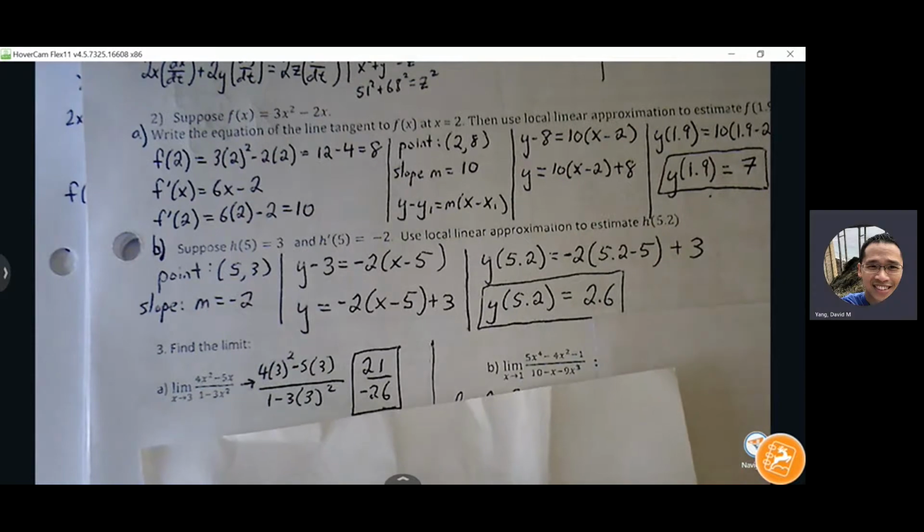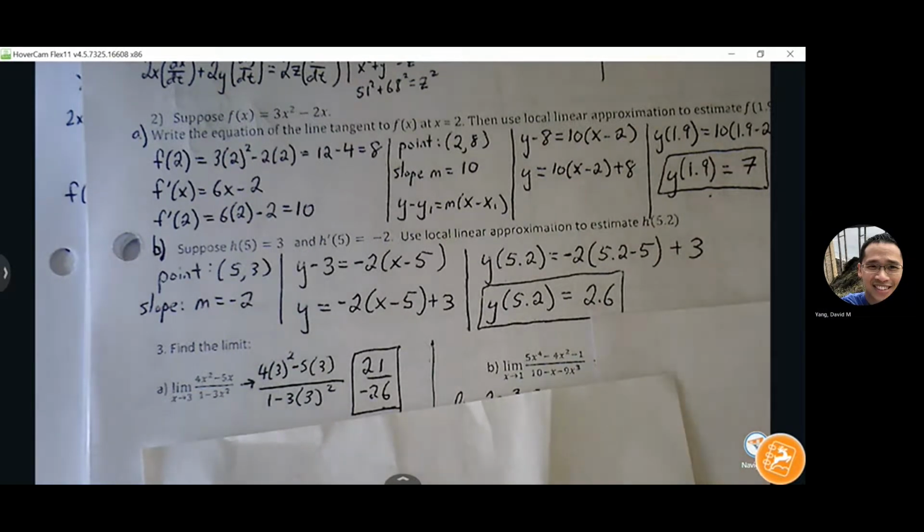Okay, try part B. First things first, plug 1 into the expression. Here, what do we get? 0 over 0. Okay, so now we can do L'Hopital's rule. With L'Hopital's rule, you take the derivative of the numerator separately, take the derivative of the denominator, and then reevaluate.